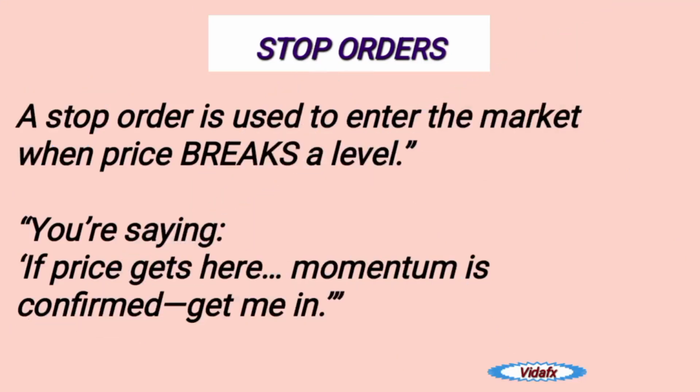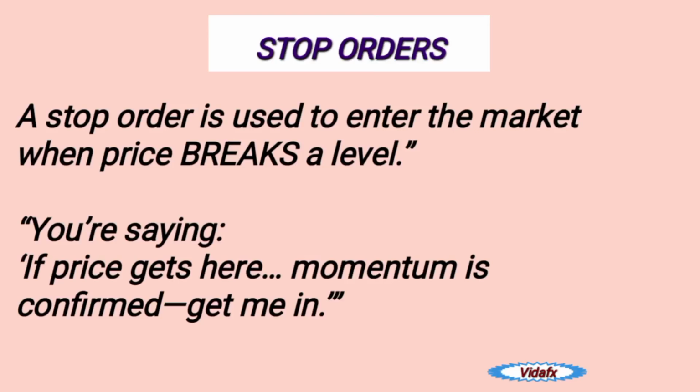Another kind of order is stop order. Now, a stop order is used to enter the market when price breaks a level. You're saying if price gets here, momentum is confirmed, get me in. So in this kind of order, instead of waiting for price, let's say you want to buy at 1,000, price is currently trading at 1,500, and on a buy limit, you're waiting for price at 1,400 on a cheaper zone.